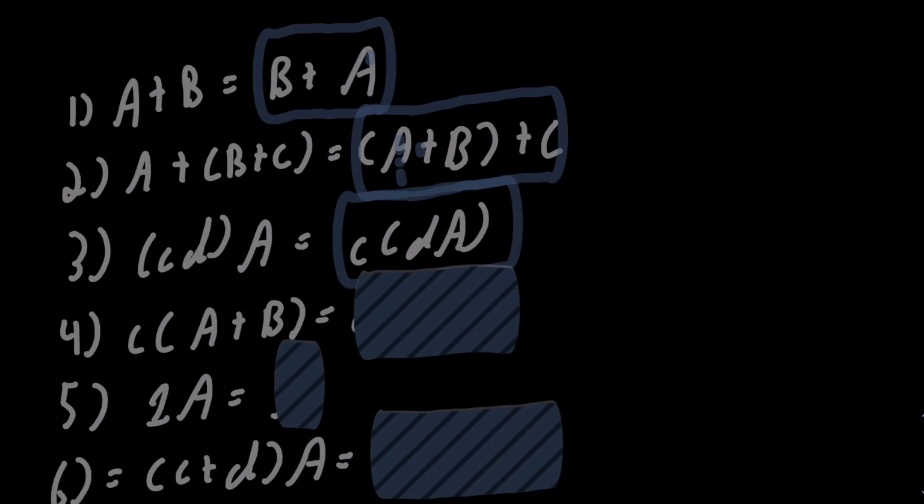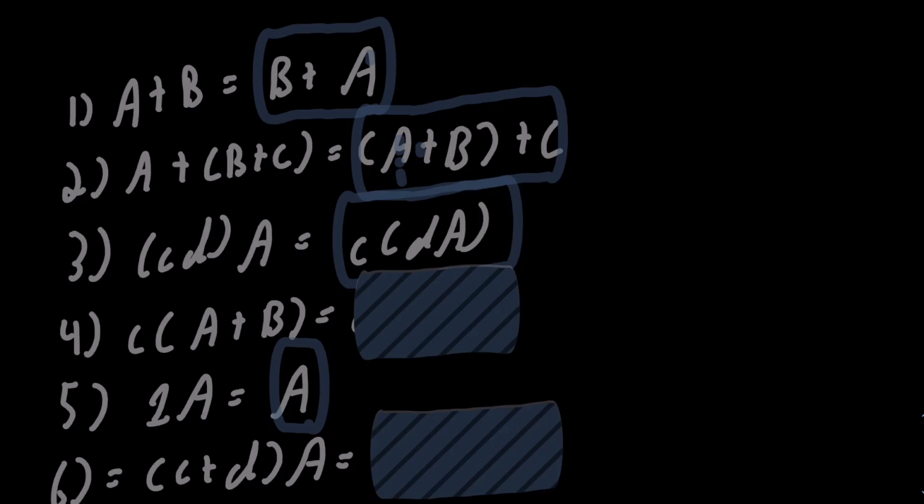Now, for 4, 1 times A, we know what it has to be. It has to be A. And therefore, this falls under the multiplicative property. And looks like I went a little out of order. My bad, guys. Let's look at number 4 this time.